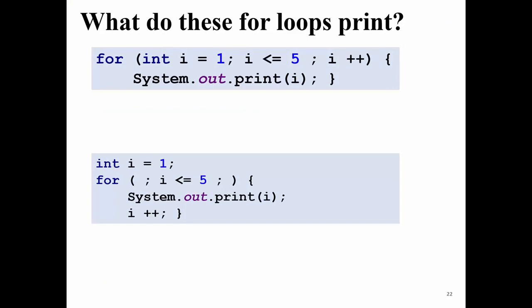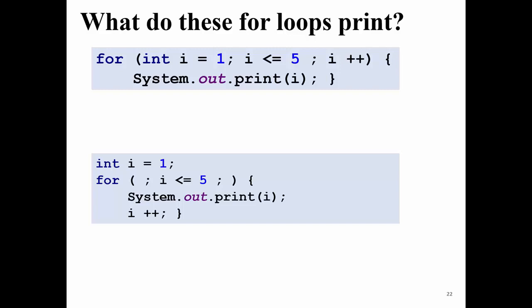Now, what do these for loops print out? The good thing to notice here is that all these three parts inside the for loop, as we discussed last time, are optional. It's not mandatory. Don't raise your hand saying, oh, the second for loop, there's missing information, most likely this will generate a compile error. No, all these three parts, initialization, condition, and increment inside the for loop are optional. So the compiler will not generate a compile error if they are missing.